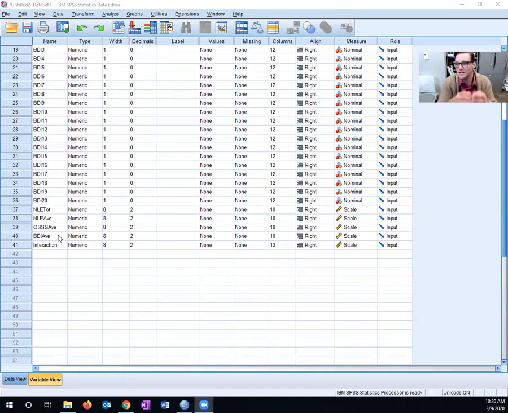So we're going to run a simple linear regression. We're going to see what the relationship is between negative life events total and depression, and social support and depression. So we're going to do those two simple linear regressions.